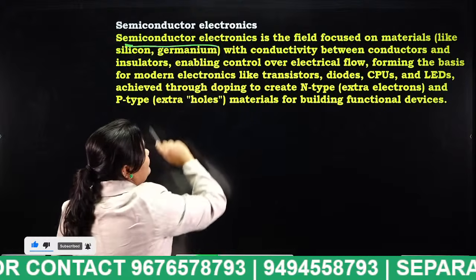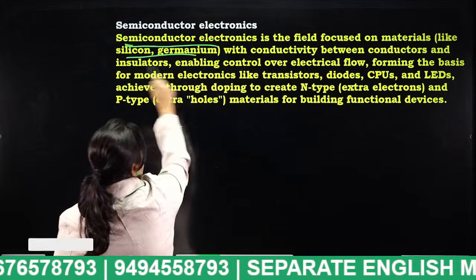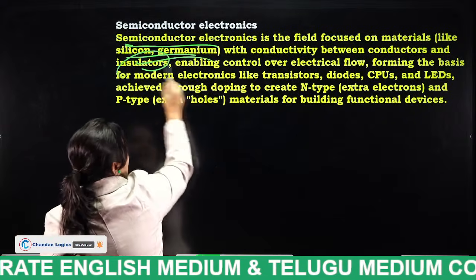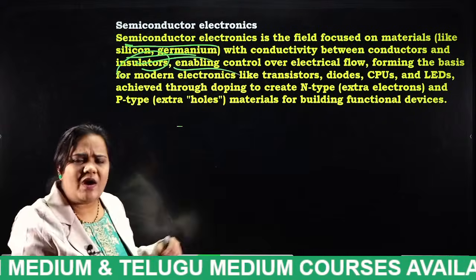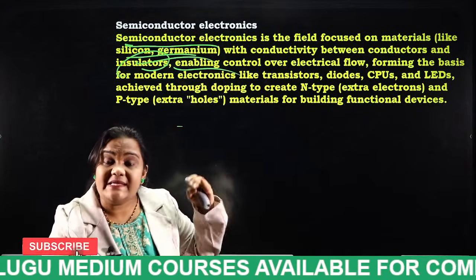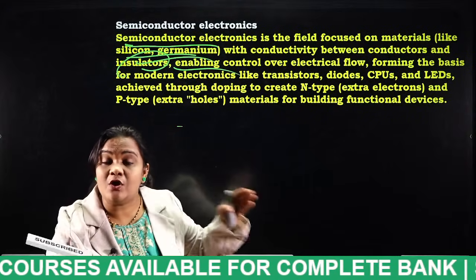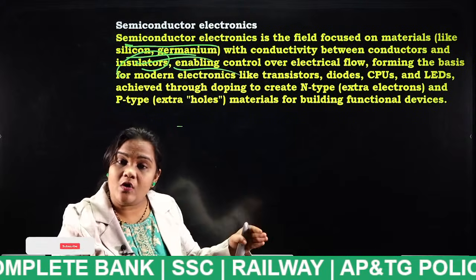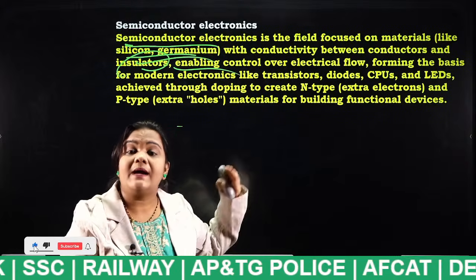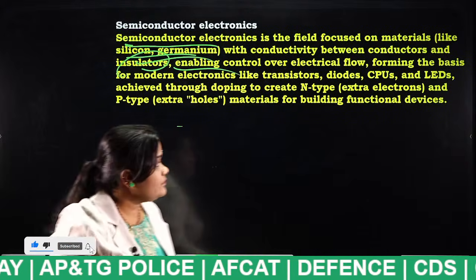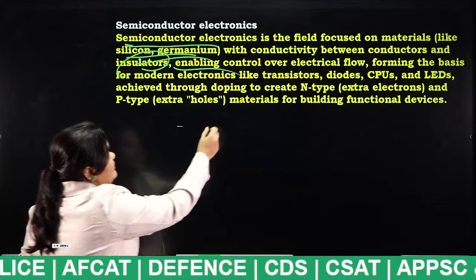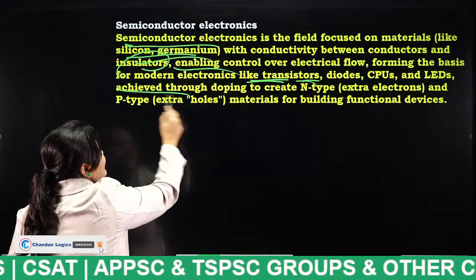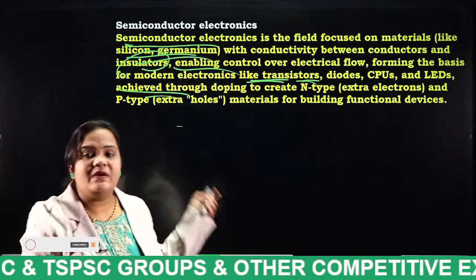Semiconductor electronics is the field focused on materials like silicon and germanium with conductivity between conductors and insulators, enabling control over electric flow. So what is the function of this? These semiconductors control the electricity flow from conductor to insulator. Next, what are the examples, students? Like in transistors, diodes, CPUs and LEDs, we use this type of semiconductors.